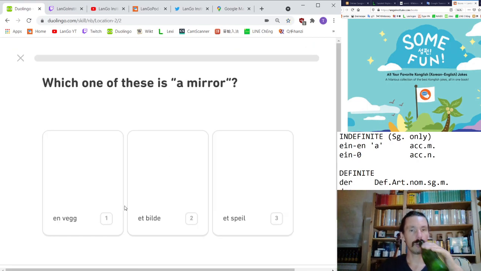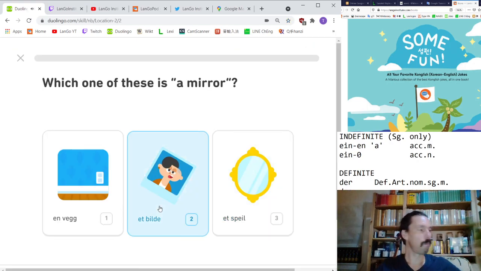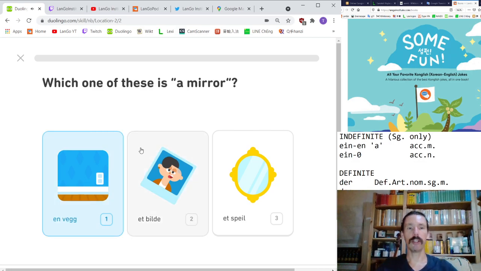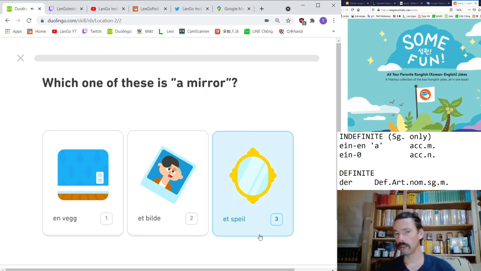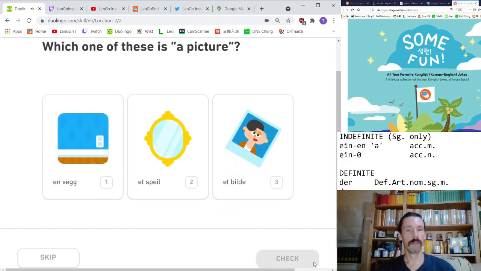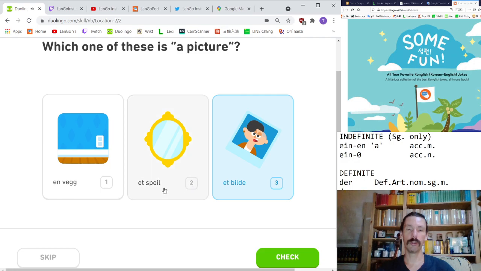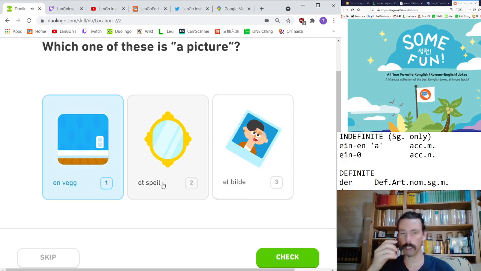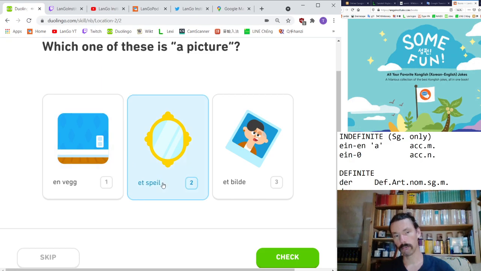Et speil. Et bilde. En vegg. Vegg is not a way, but a wall. Et bilde. Interesting that it's two syllables. Das Bild is also neuter in German for picture. Et speil. Spiegel, this was from Latin ultimately. Speculum, the looking tool. Not sure. Et bilde. So et for neuter, a picture. En vegg. Hard G.